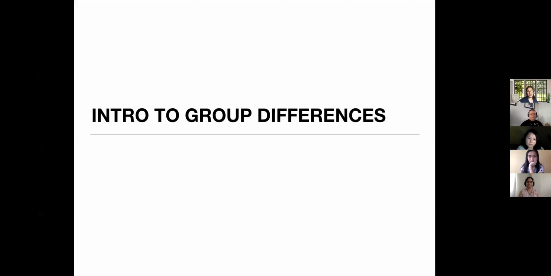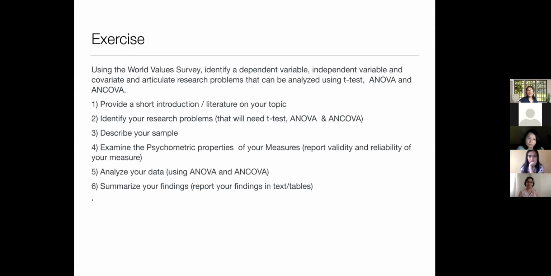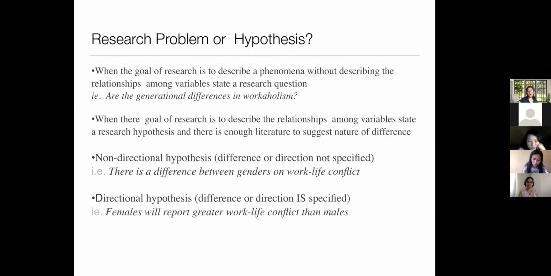All right. So I want to talk about what kind of questions you might ask when you have statistics looking at group differences, right? I'm going to begin with, when do you use a research problem versus when do you use a research hypothesis? Because some of you would state your problem in a hypothesis form, others would state it in a problem form.